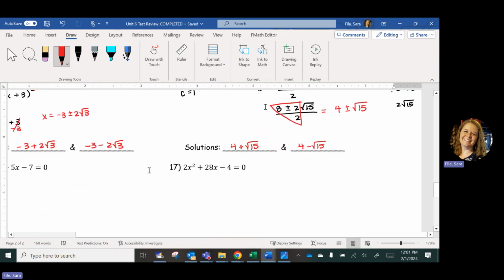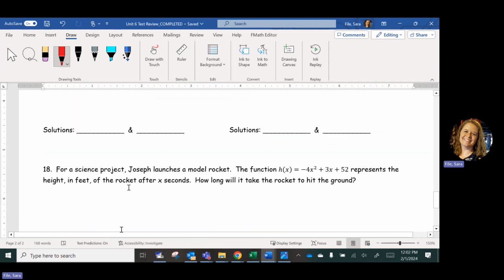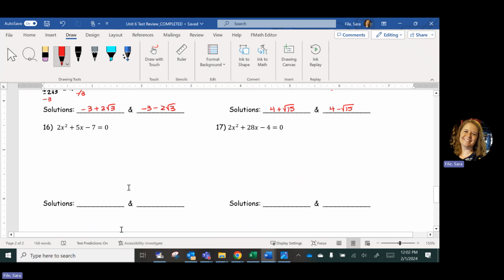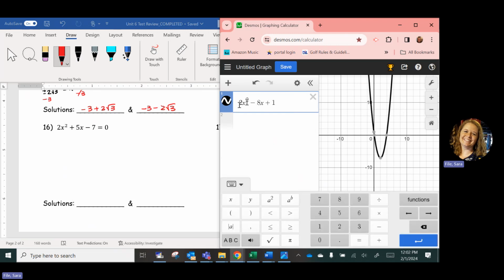So then, let's see, what have we got left here? On 16 and 17, same thing. Choose your method. So let's double check in the calculator first, see if it's easy peasy or if we have to do a little bit of work.